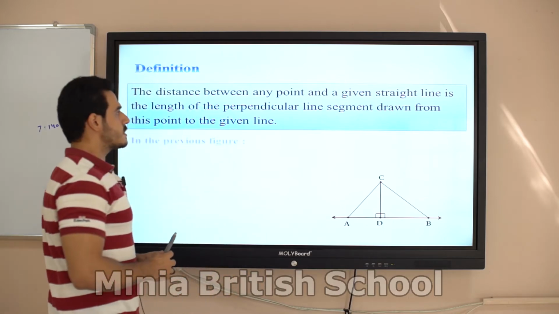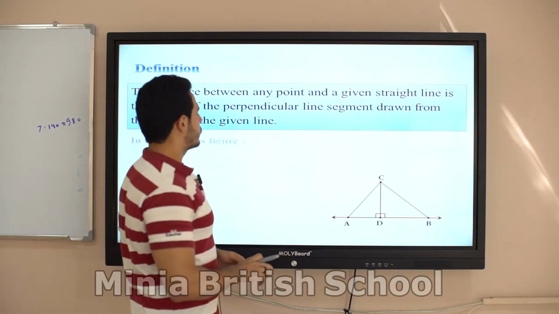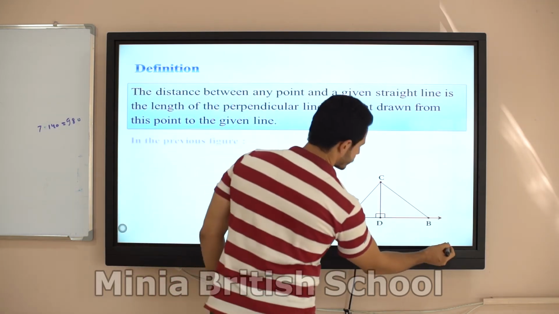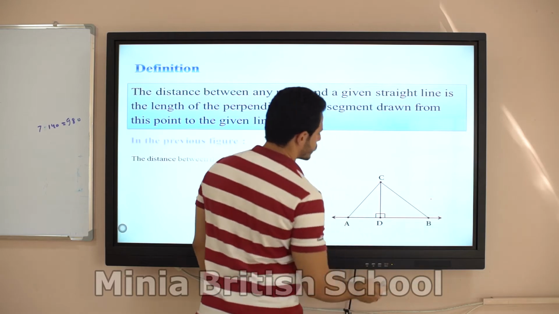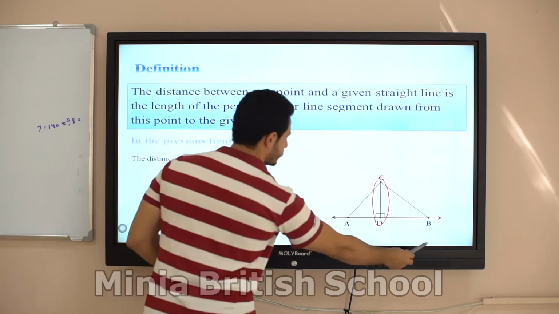Definition: the distance between any point and a given straight line is the length of the perpendicular. As we know, the shortest line segment is the perpendicular one.